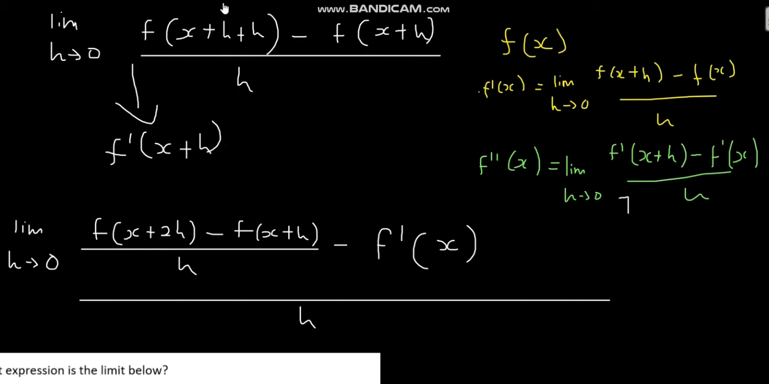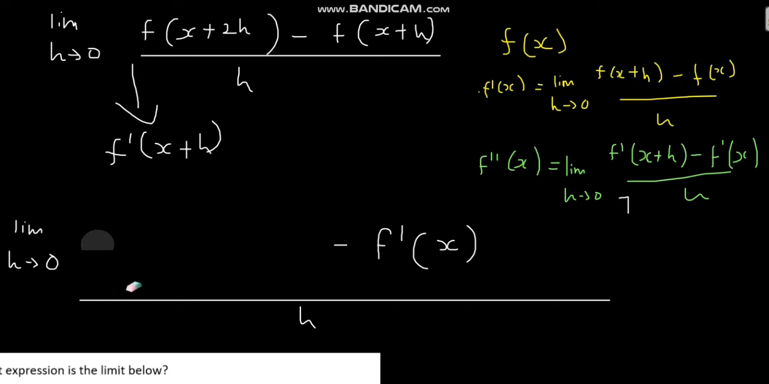This is 2h, this now becomes 2h. So you substitute this here instead of rewriting it. Let me clean that one here. So this is what you have. Now you have f prime of x plus h minus f prime of x all over h.